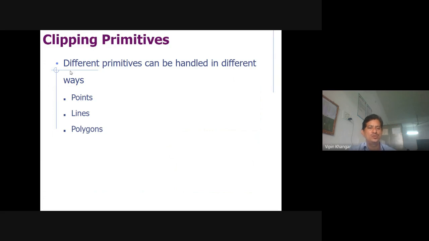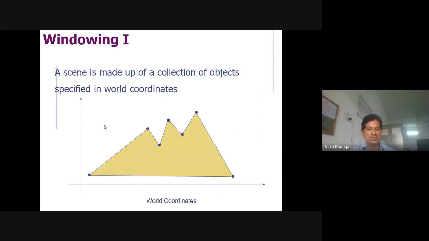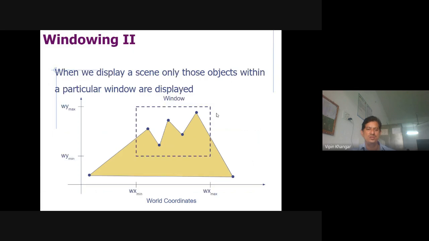Clipping primitives. When you talk about the different primitives, they can be handled in different ways. We are seeing points, lines, and polygons. A scene is made up of a collection of objects specified in the world coordinate system. This is the diagram being shown; these are the basic points and lines we are seeing here.